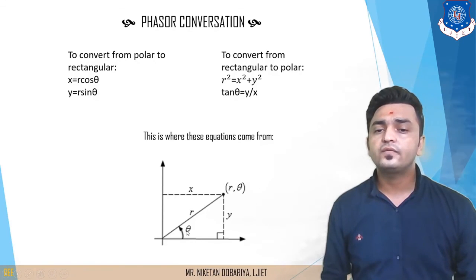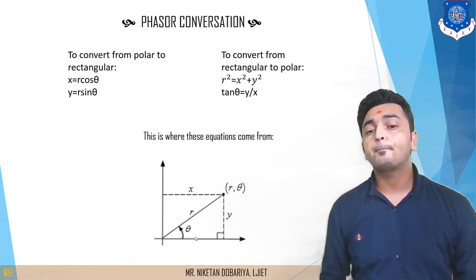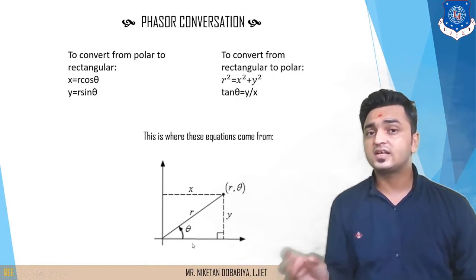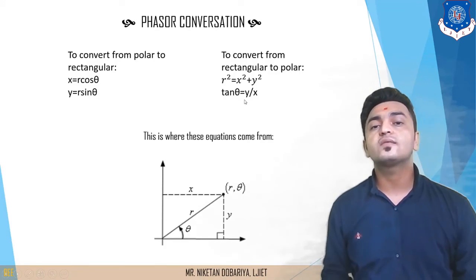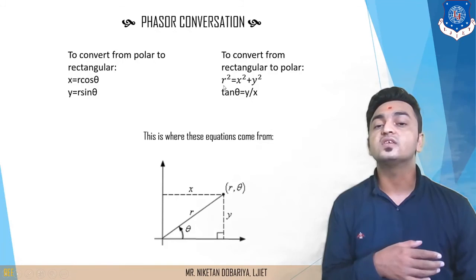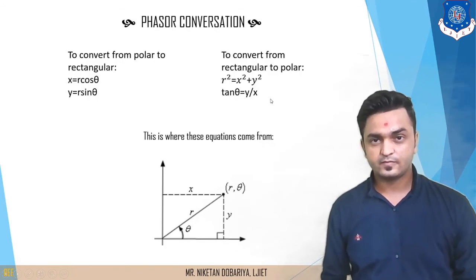Now again, if we need to find out this angle theta, here we can apply tan theta. So that is going to be y by x. Tan theta is equal to y by x. So if we need to find out theta, you can find the tan inverse of this value, and that will provide the value of theta.